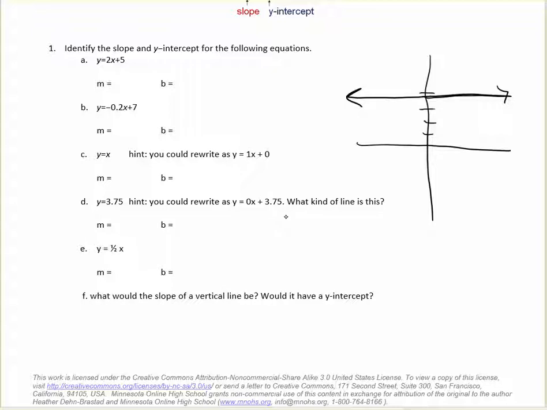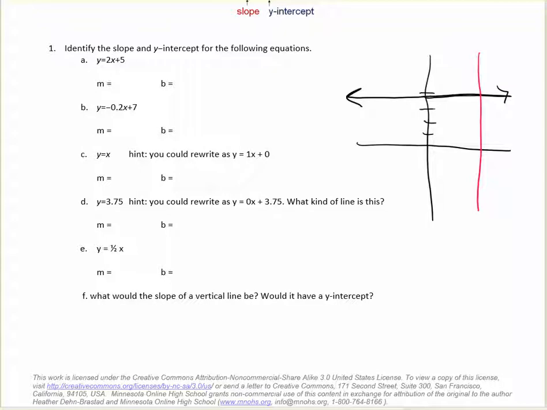E is 1/2 x, and it doesn't say what the y-intercept is, so look back at C for a hint on that one. And then F, what would the slope of a vertical line be? Would it have a y-intercept? So vertical lines, let's get a different color here, look like that.